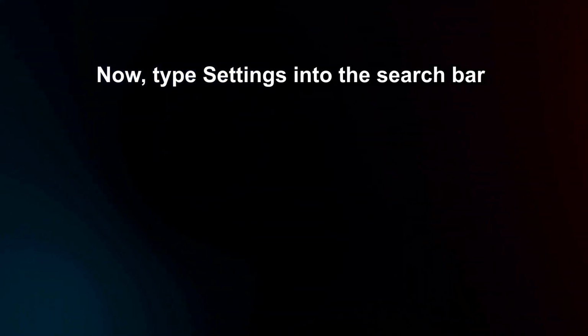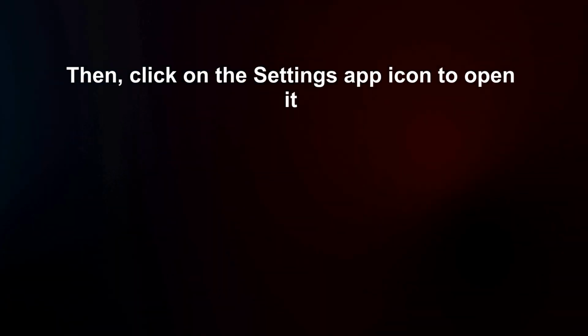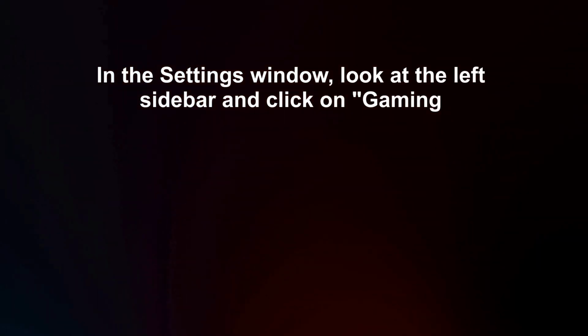Now, type settings into the search bar. Then, click on the settings app icon to open it. In the settings window, look at the left sidebar and click on gaming. Now, on the right-hand side, click on Xbox Game Bar.